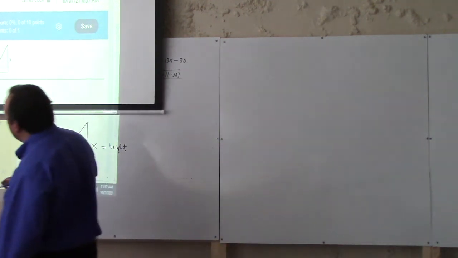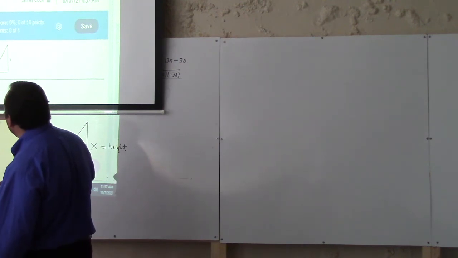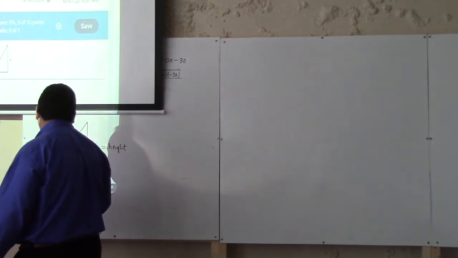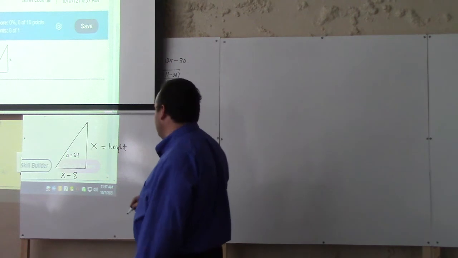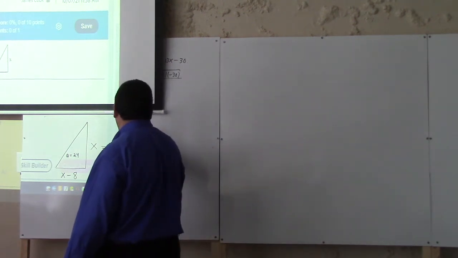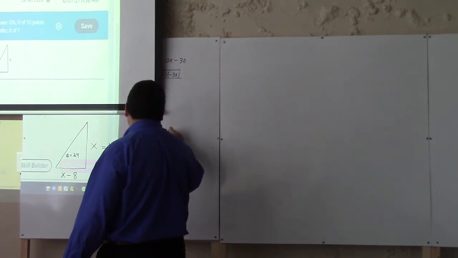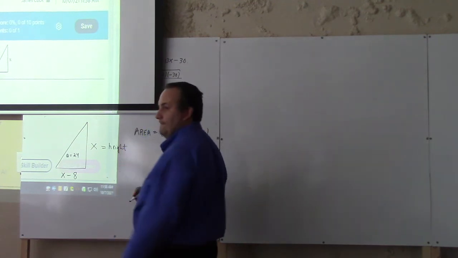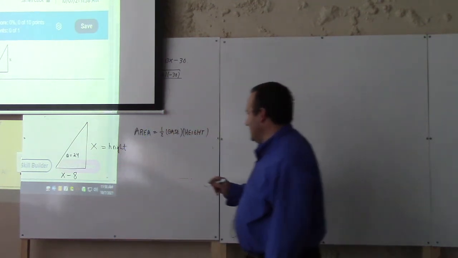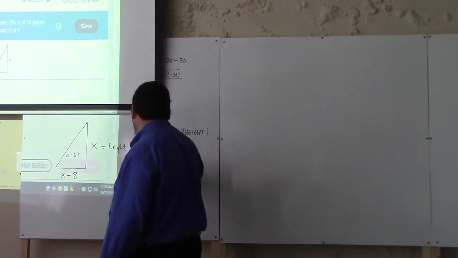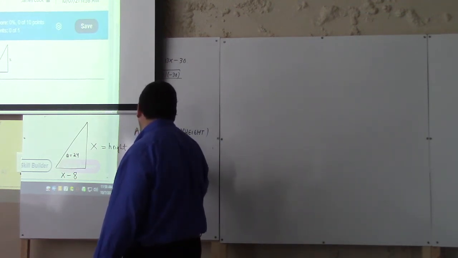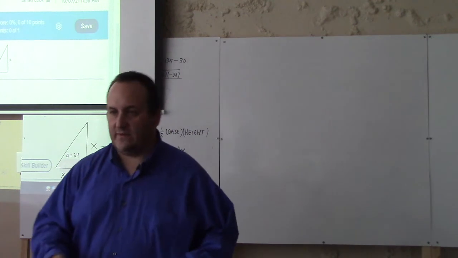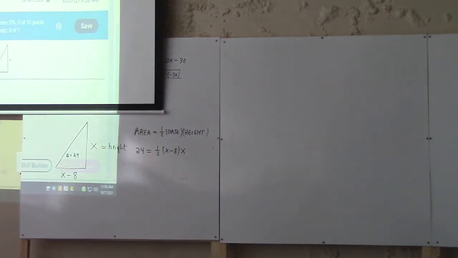Now what? We're supposed to find the base and height of the sail. Oh, the area is 24 meters squared. Okay. So what's the area? The area is equal to 1/2 base times height, right? So 24 is equal to 1/2 times the base, x minus 8, times the height, x. This is why this is in chapter 7, because after you sort through the words in the word problem, you have a quadratic equation.